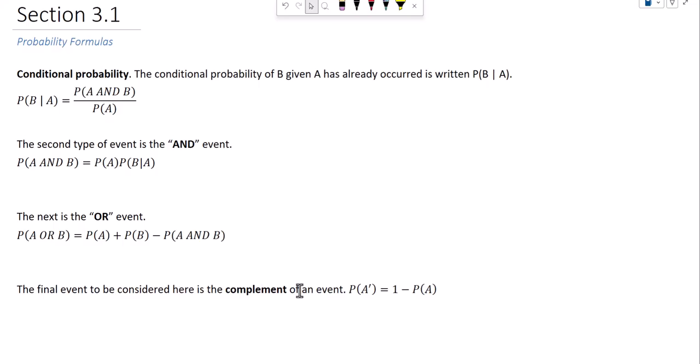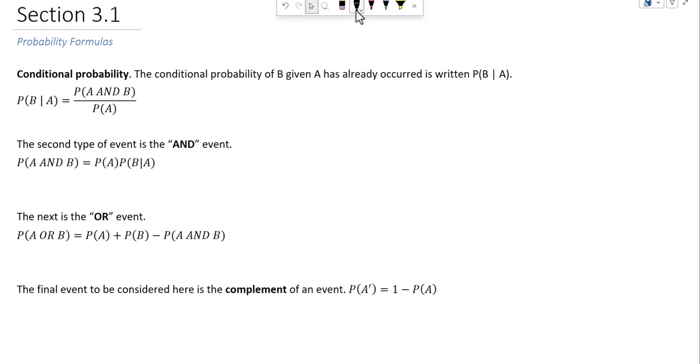And then we have the complement of an event. For some questions, it's actually easier to find out when something didn't happen by finding out when it did happen and then just using subtraction. We know that all the probabilities add up to 1. So if we take the probability that something did happen and subtract that from 1, we can get the probability that it didn't happen. And that's what this complement is all about.